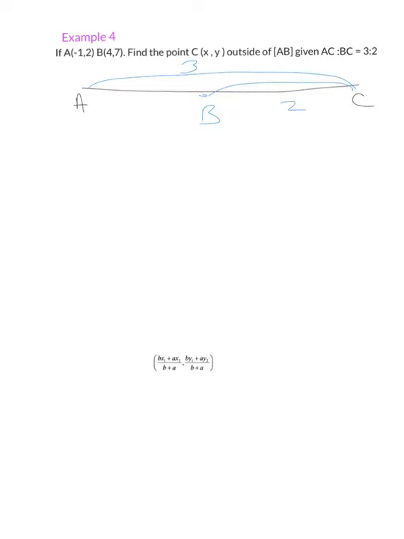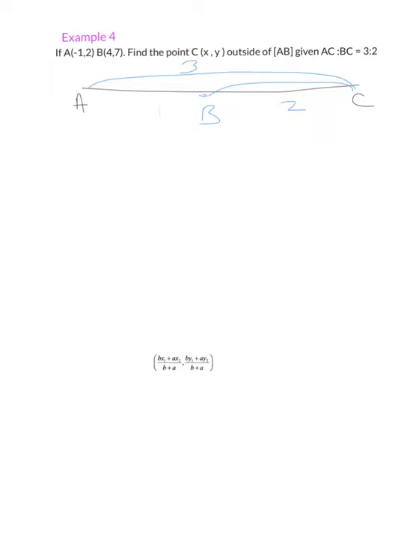Okay, so if the whole line, the ratio is 3. So A is to C is 3. And B to C is 2. Well, the whole line must add up to 3. So if BC is 2, then AB must be the ratio 1.